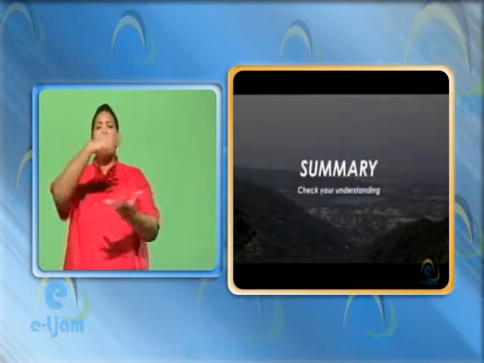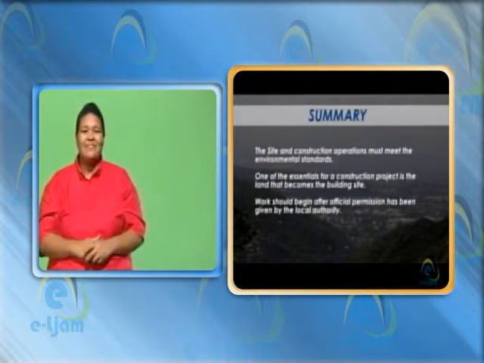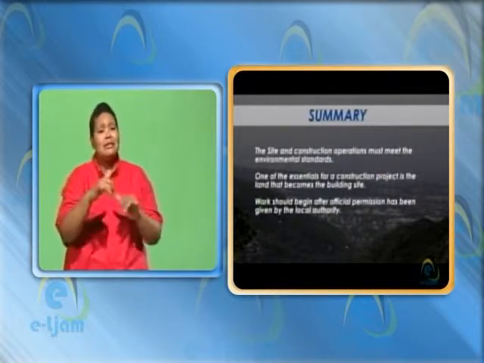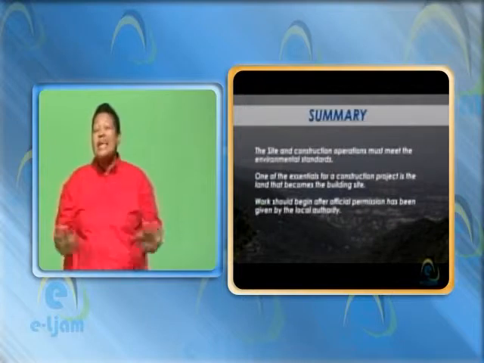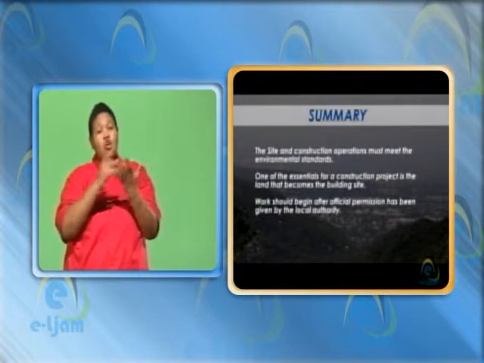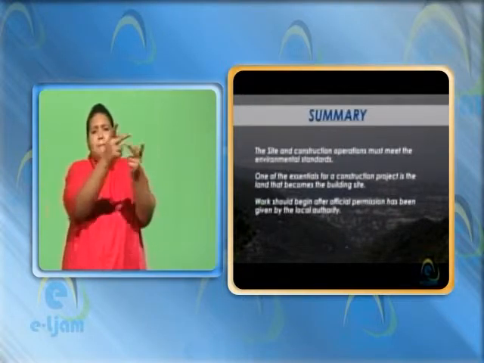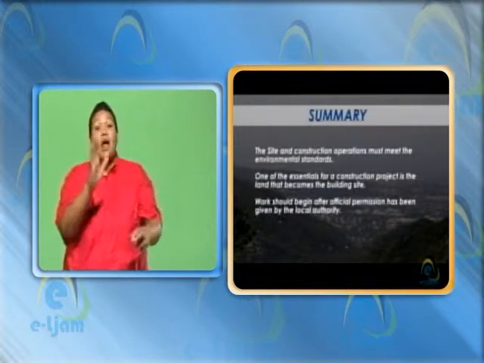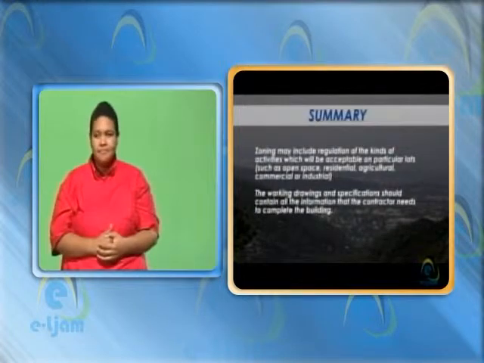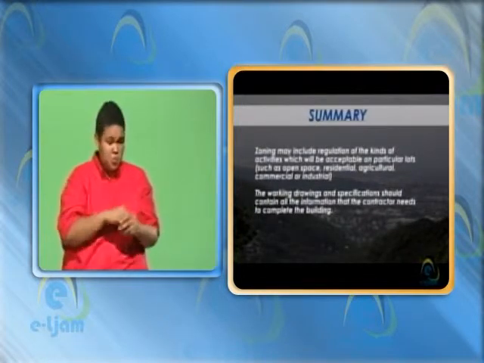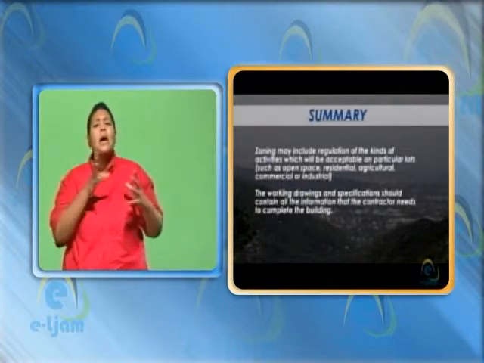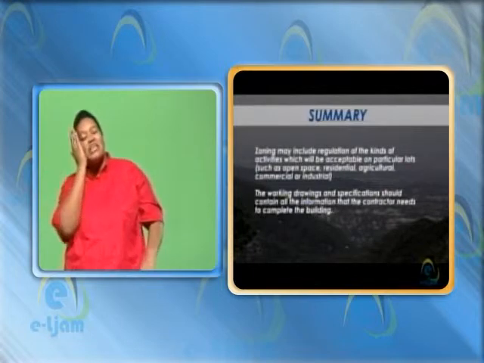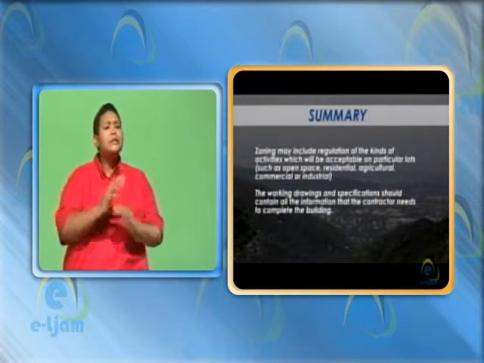Check your understanding. The site and construction operations must meet the environmental standards. One of the essentials for a construction project is the land that becomes the building site. Work should begin after official permission has been given by the local authority. Zoning may include regulation of the kinds of activities which will be acceptable on particular lots, such as open space, residential, agricultural, commercial, or industrial.